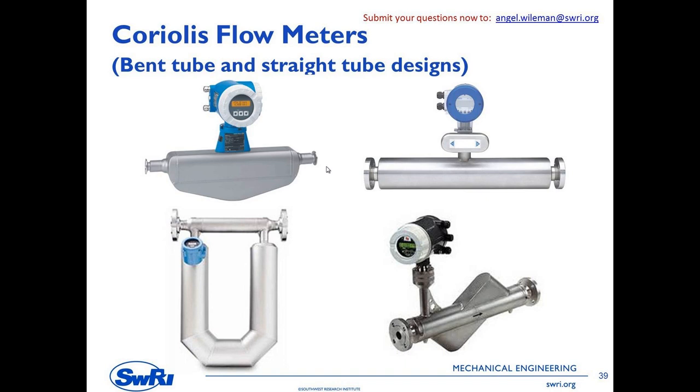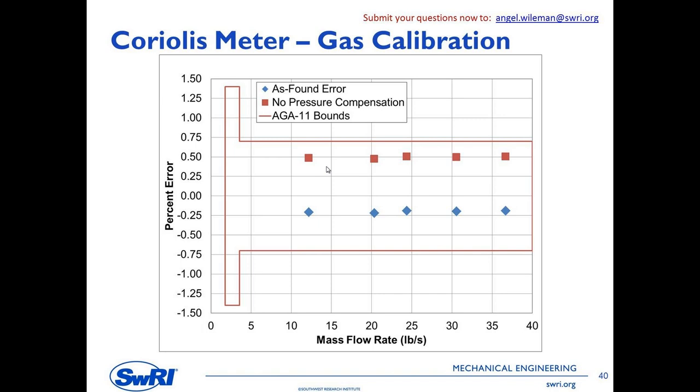But you can calibrate Coriolis flow meters on gas. They're always calibrated on liquid by the manufacturers as well, and that's great. When you calibrate them on gas, sometimes you can see slight differences. And again, it's about removing that last little bit of uncertainty by calibrating the meter.